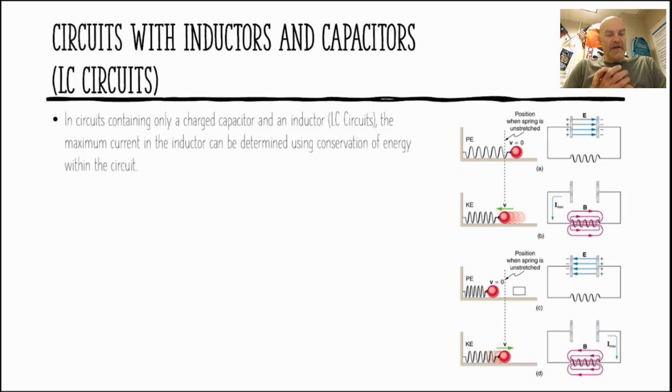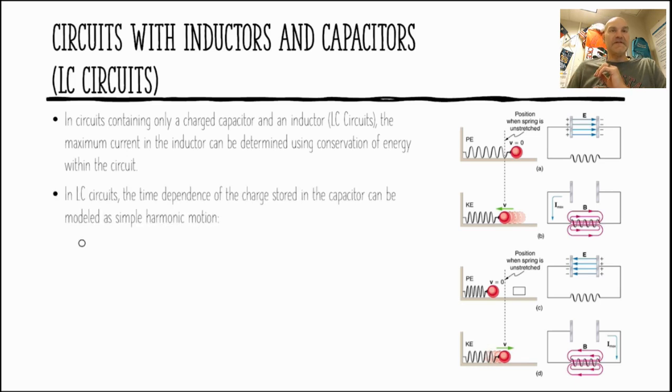In circuits containing only a charged capacitor and an inductor, which we know as LC circuits, the maximum current in the inductor can be determined using conservation of energy within the circuit. LC circuits are sometimes referred to as oscillating circuits. The time dependence of the charge stored in the capacitor can be modeled as simple harmonic motion, so you end up with the second derivative of Q with respect to time equal to negative 1 over LC times Q.